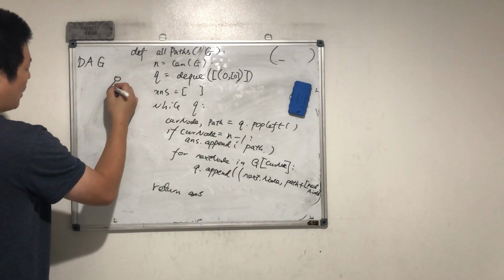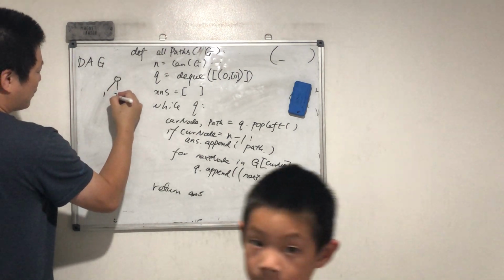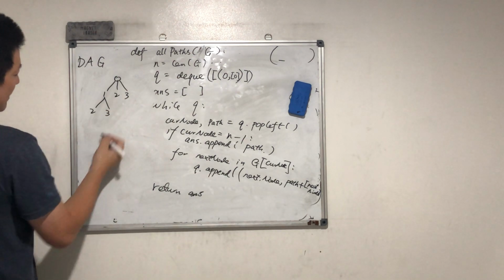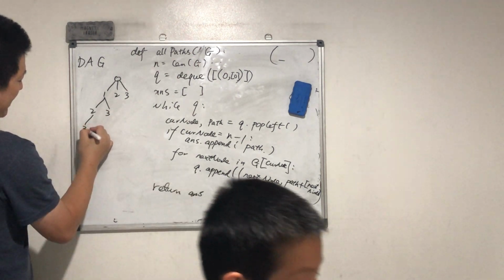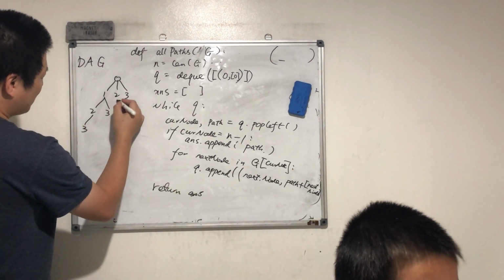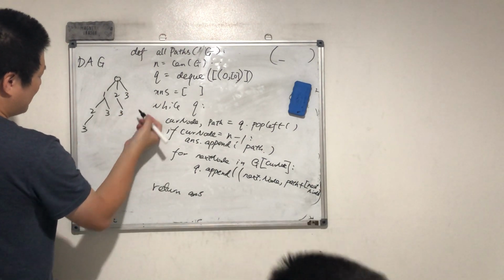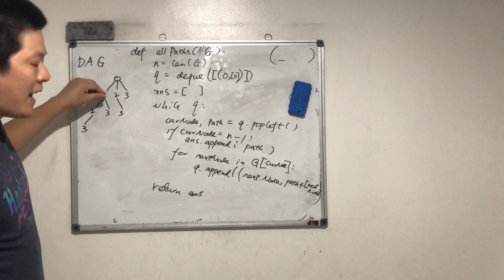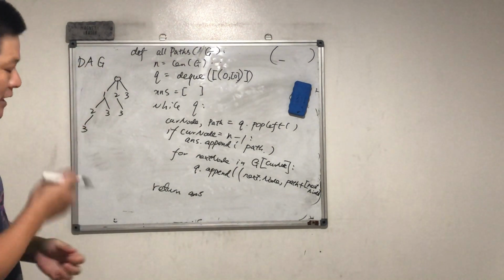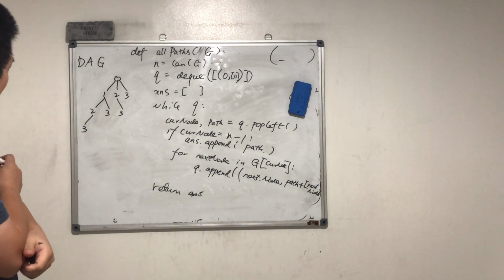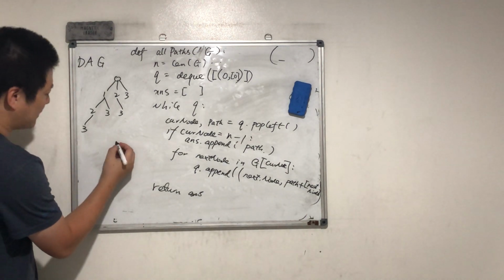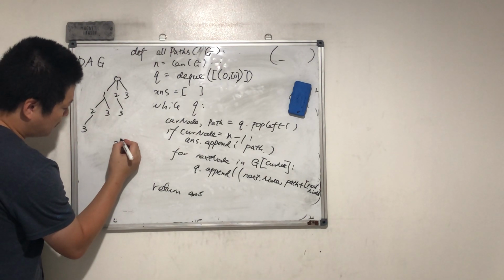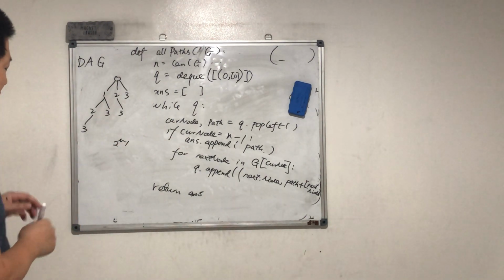0 can go to 1, 2, 3. 1 can go to 2, 3. 2 can go to 3. Yeah, 2 can go to 3. Okay? So each node can go to the nodes that have a larger value. So by series, it has 2 to the power of n minus 1. Okay, roughly.